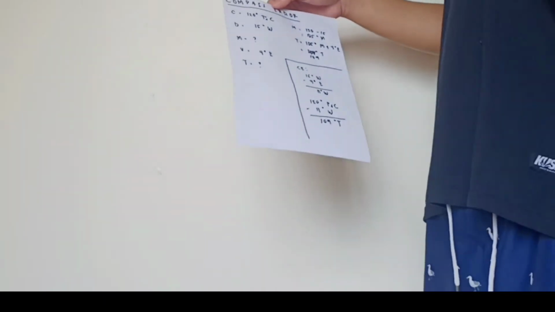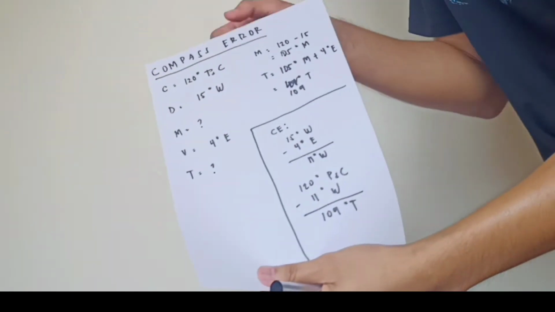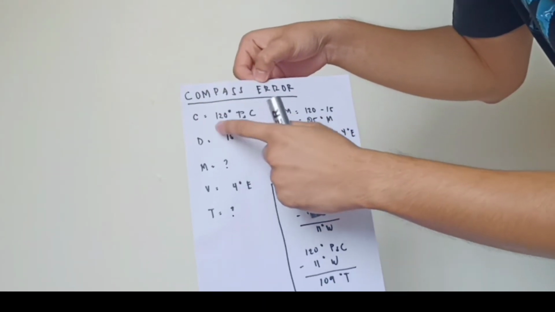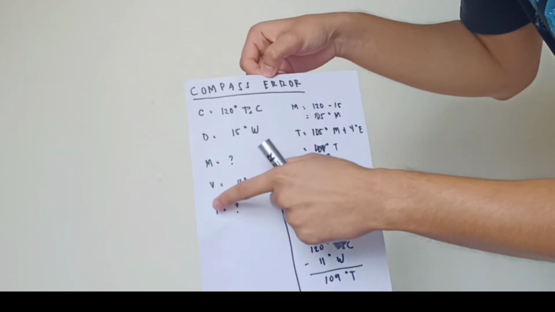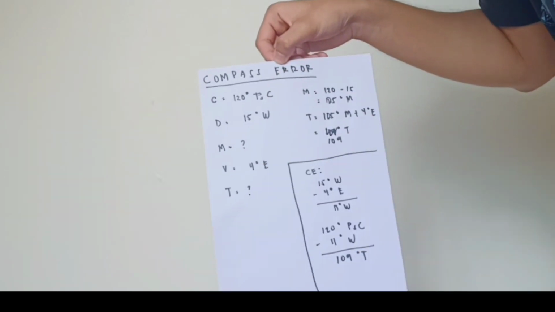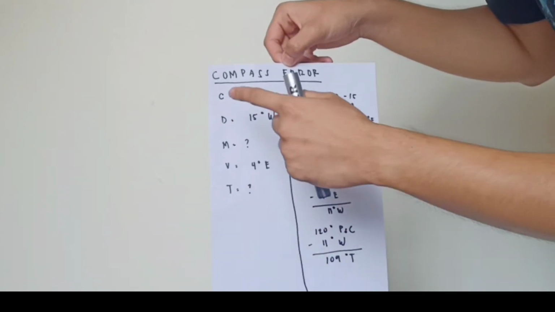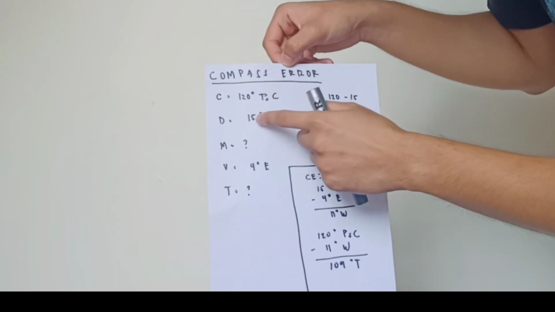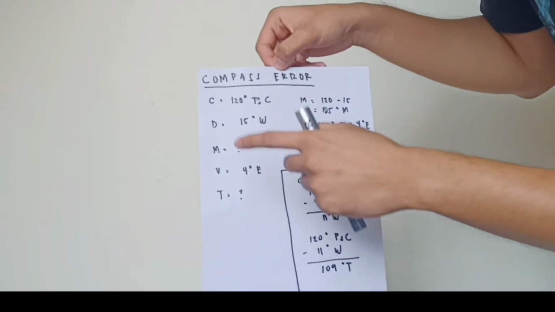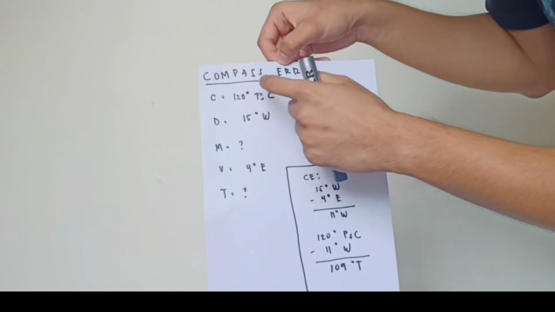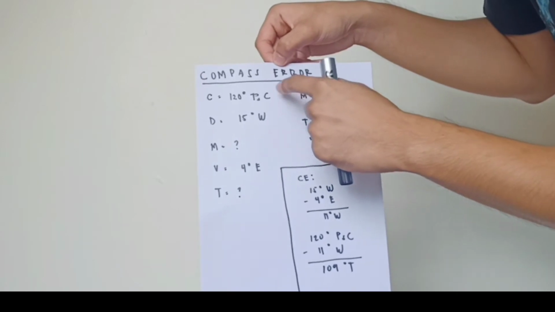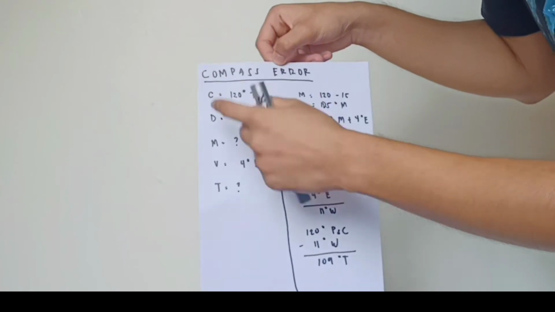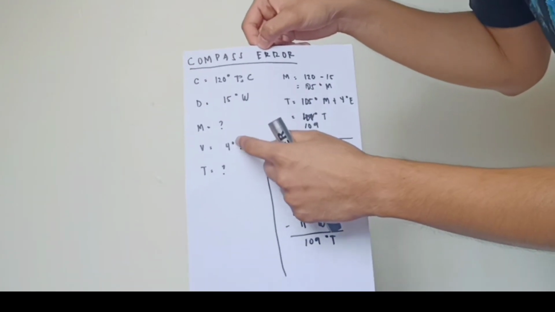The calculations of compass error. To calculate compass error, we need to put down these five letters: C, D, M, V, T. And here, for example problem, C is 120. We are given the C or the compass, the D for the deviation and the variation. The compass is 120 degrees per ship's compass. This is the unit for C, per ship's compass. And we are given deviation and the variation.